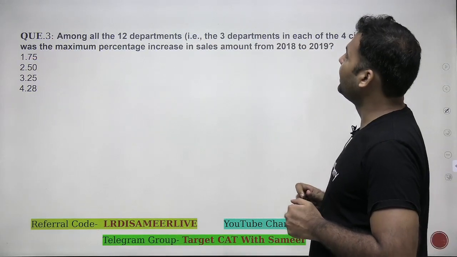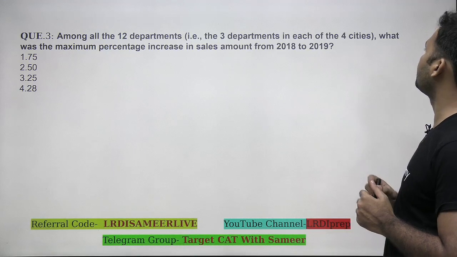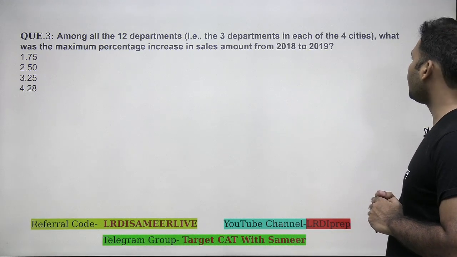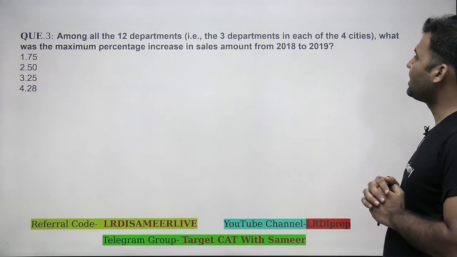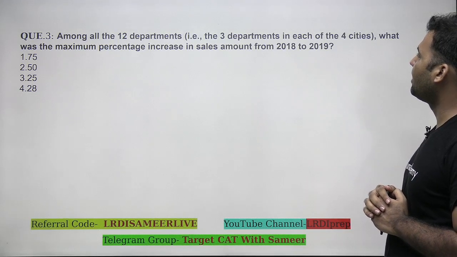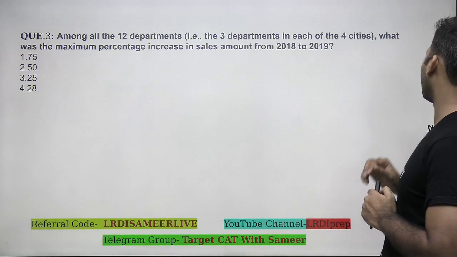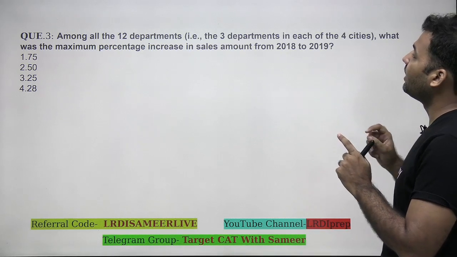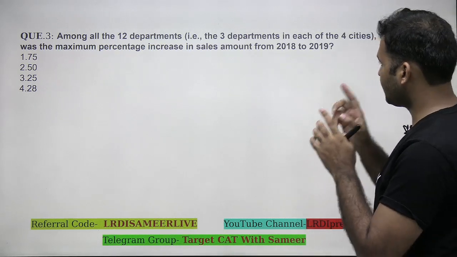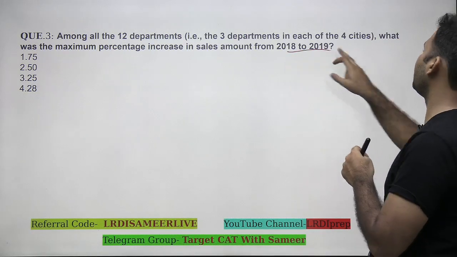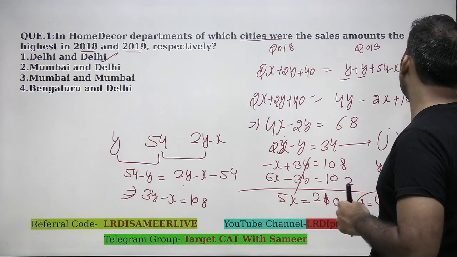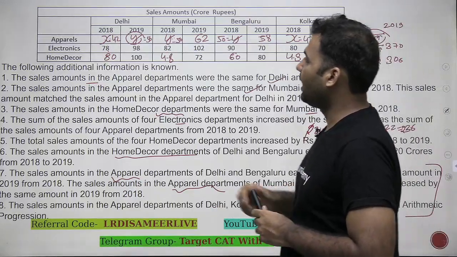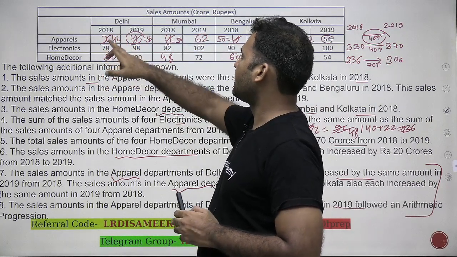Among all the 12 departments, that means the 3 departments in each of the 4 cities, what was the maximum percentage increase in the sale amount from 18 to 19? I'm supposed to find out in which the maximum percentage increment is happening, the total percentage increment from 18 to 19. So look at it, guys. Now, what I need is, I need to do the total here, right?